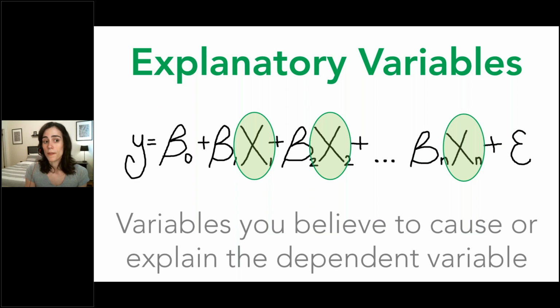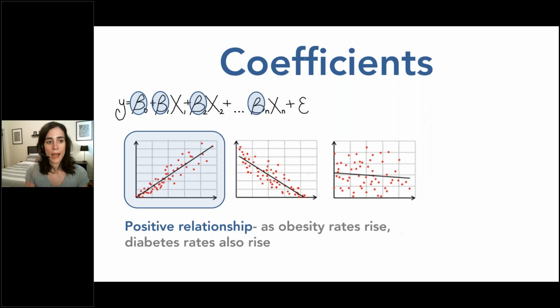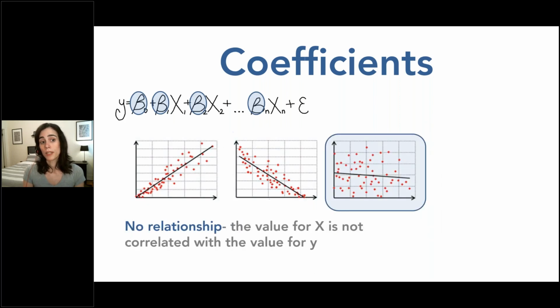And along with the variables that we're going to use to explain the dependent variable, we also have coefficients. Those coefficients are going to determine the strength and type of the relationship that the explanatory variable has to the dependent. So you could have a positive relationship, a negative relationship, or you could have no relationship at all.